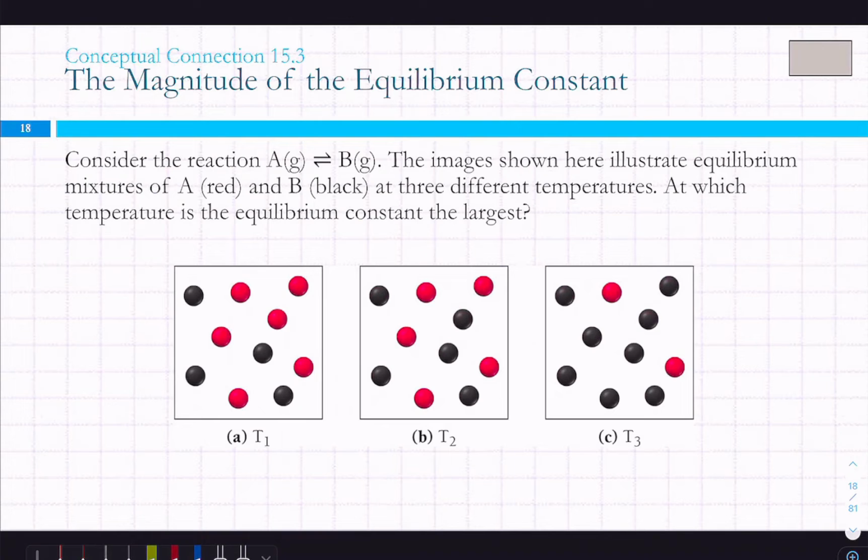So for this reaction, A reacts to form B, where A is the red spheres and B are the black spheres, at 3 different temperatures. At which temperature is the equilibrium constant the largest? Actually, can you see that those are red, barely? I'm going to circle the black ones. How about that?